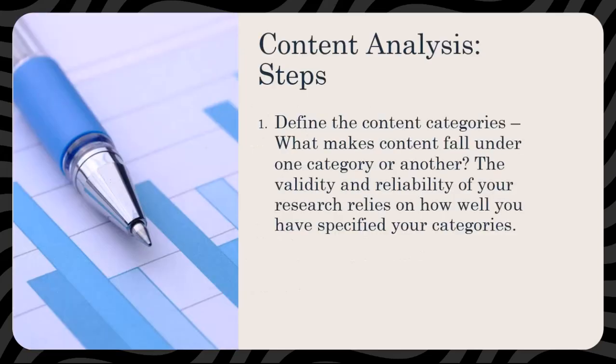posts. The first step of content analysis is to define the content categories, basically making the decision what makes certain content fall under one category or a different category, creating those mutually exclusive categories that you can sort your content into. The validity and reliability of your research relies on how well you have specified your mutually exclusive categories.